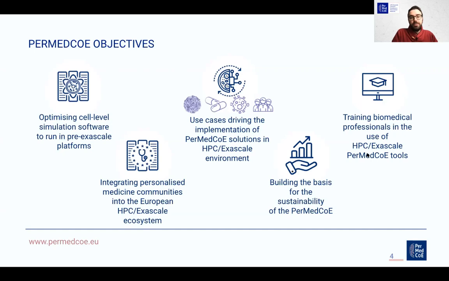PERMET COE will achieve this goal through a series of objectives. First, it will optimize selected cell-level simulation software to run in pre-exascale platforms. Second, PERMET COE is developing a series of use cases that will showcase the applications of the PERMET COE products in different fields of clinical interest, such as drug synergies for cancer treatments or performing multi-scale modeling of COVID-19 virus and patients' tissues. Additionally, PERMET COE also has as objectives training the biomedical professionals in the use of HPC exascale PERMET COE tools, integrating the personalized medicine communities into the European HPC exascale ecosystem, and building the basis for the sustainability of PERMET COE.